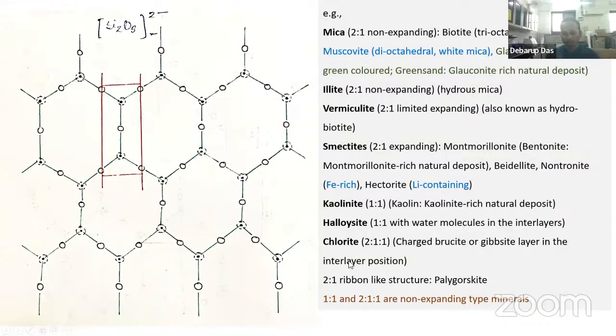Chlorite is 2:1:1. 2:1:1 means two tetrahedral sheets and one octahedral sheet, and in the interlayer positions, instead of cations, there are charged brucite or charged gibbsite layers. Brucite means Mg(OH)2, gibbsite is Al(OH)3. So either charged brucite or charged gibbsite layers will be there in the interlayer positions instead of cations, and they hold the 2:1 layers very tightly. So they are non-expanding, and those interlayers in chlorites are not accessible by outside cations. Interlayers of kaolinite are also not accessible by outside cations.